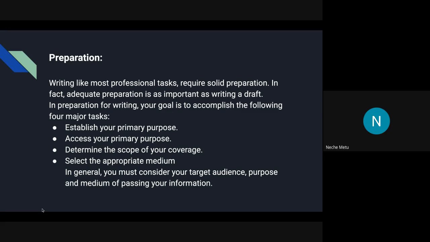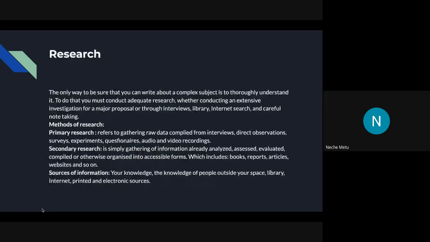The environment is like a boundary, the boundary of what your document is about. So we're going to move over to the next step. In the next step, you have to determine the scope.